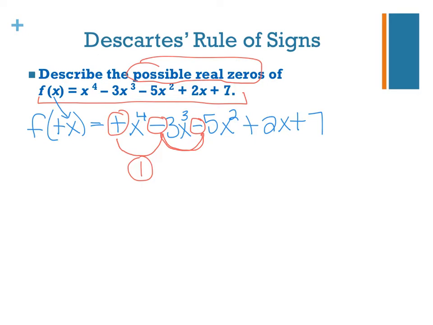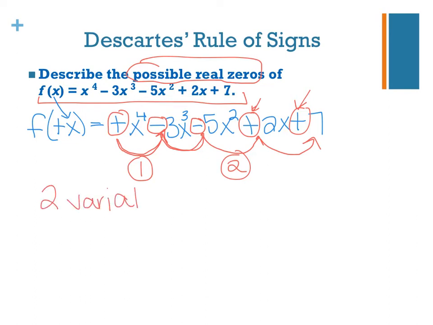When I move from negative 5x squared to a positive 2x, we do have a sign change. So that is my second sign change. Again, the first sign change was from x to the fourth to negative 3x cubed. And when I move from a positive 2x to a positive 7, again, we do not change signs because we were already at a positive here, and the next term is also positive. So we have in the original function two variations in sign, or two sign changes.